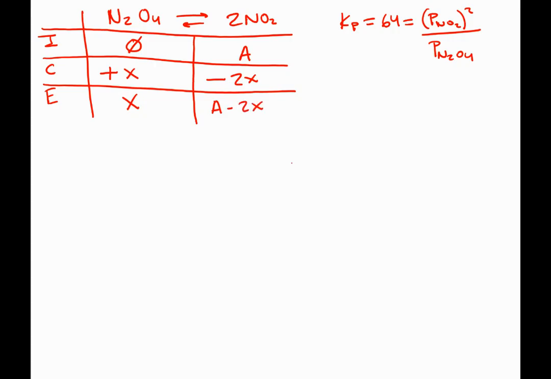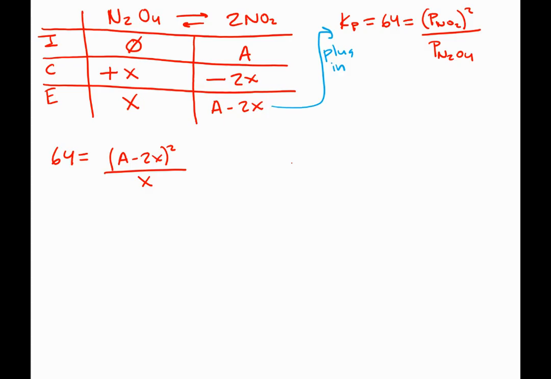All right, what we can do now is take the values that we have on the equilibrium line, and plug them into the Kp expression. When we go about doing that, we're going to pretty quickly find out that we're going to get stuck here. But let's write it out anyway. We're going to have 64 equals, for the NO2, A minus 2x, squared, over, for the N2O4, just x.